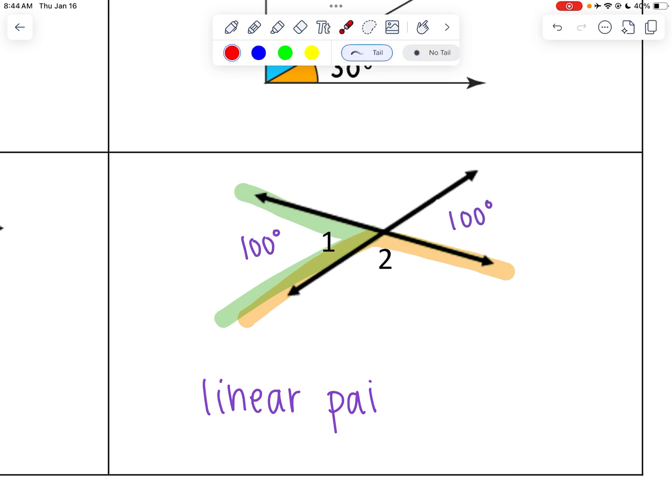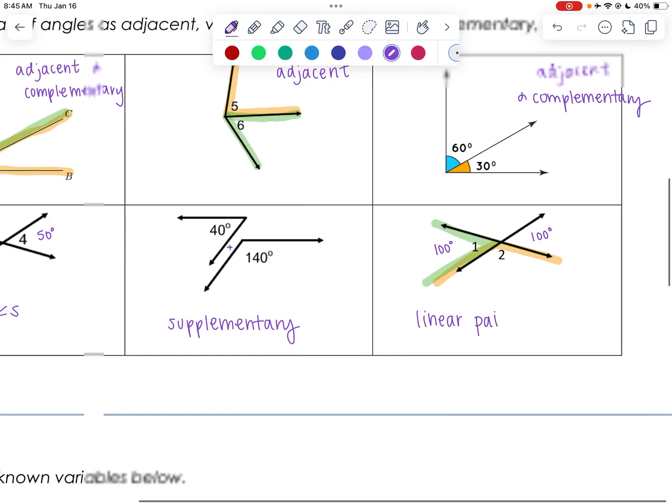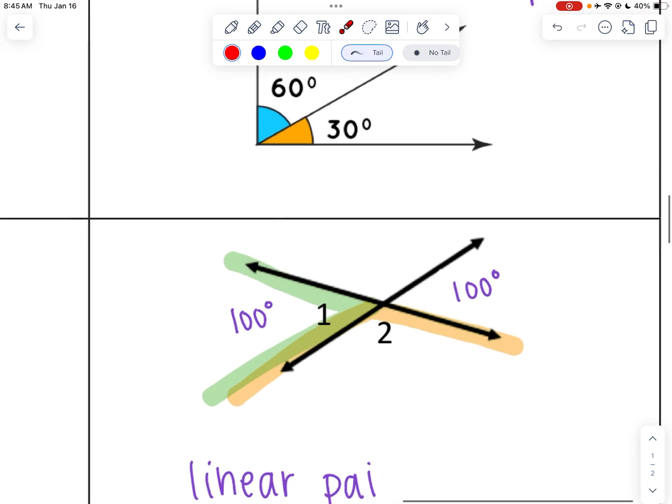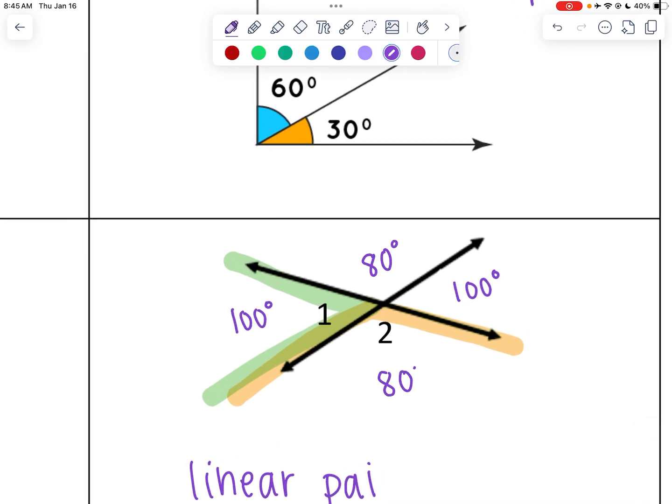But if the angles are next to each other, and it doesn't matter which way you go, because they're sitting on the same line, the ones next to each other, they're on the same line, they're adjacent, they'll make a linear pair. So I could subtract from 180 because a linear pair is supplementary. So 180 minus 100 means that this angle would be 80 and this angle would be 80 because these are vertical and they would balance each other out. So if you know one angle in the set, you know all of them.